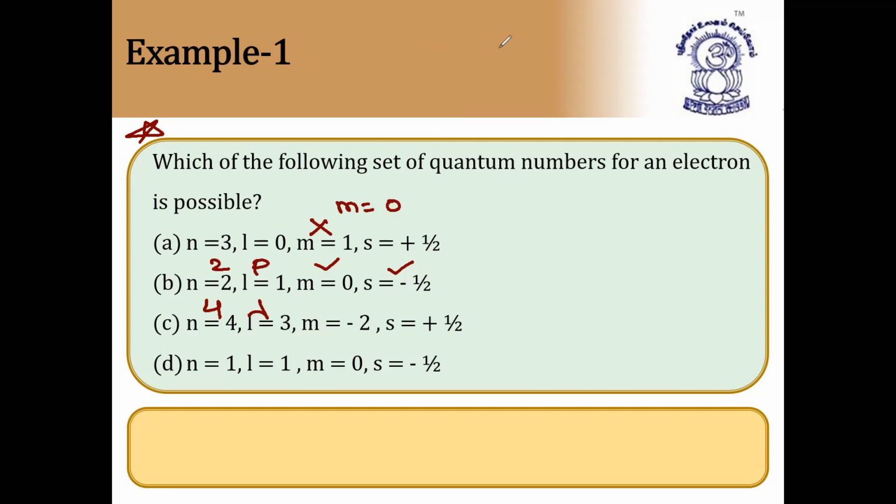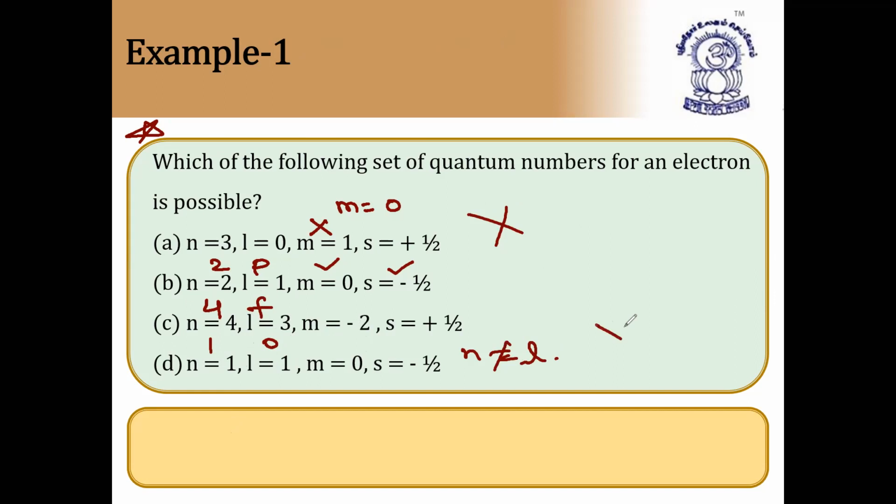Similarly, n is equal to 1. In the fourth option, if n is equal to 1, L cannot be 1. So A and D are wrong. So the fourth option is also wrong. For n is equal to 1, L can be only 0. So n and L cannot be equal; L cannot be 1. So first and fourth are wrong.